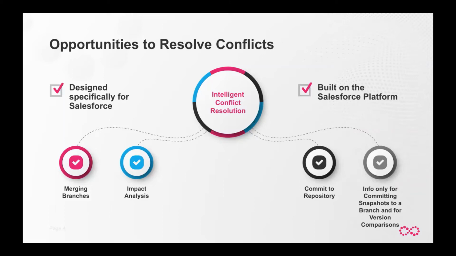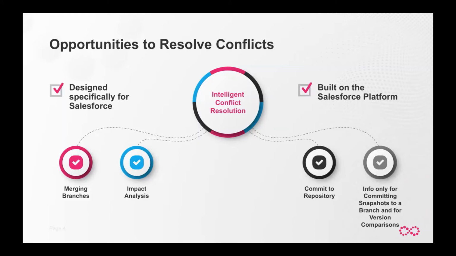The two opportunities we see here on the left are when you are merging branches or when you are doing impact analysis. Those are the two areas we are going to focus on most today. Those are the two primary areas where you can identify and merge conflicts, whether within branches or between a branch and a target environment that you hope to deploy to. We'll talk to those differences shortly.